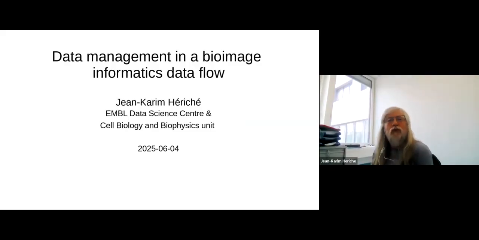Yeah, so I want to talk about data management as it relates to imaging, although a lot of what I have to say here also applies to all kinds of data. But I've been involved in doing bioimage informatics for a while, and so this is the source of many of the examples that I might give here.